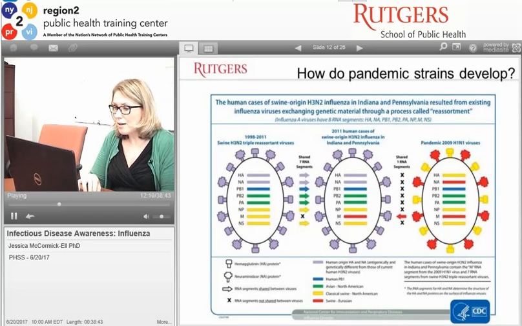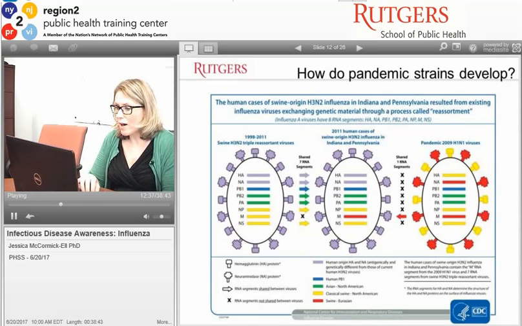The green genes are from avian origins in North America. The yellow is a swine origin, and that's from North America. And then the red is swine from Eurasia. And so you can see on the left, we have different swine H3N2 viruses from 1998 to 2011 that have one type of composition. The one thing they differ in is the M protein.